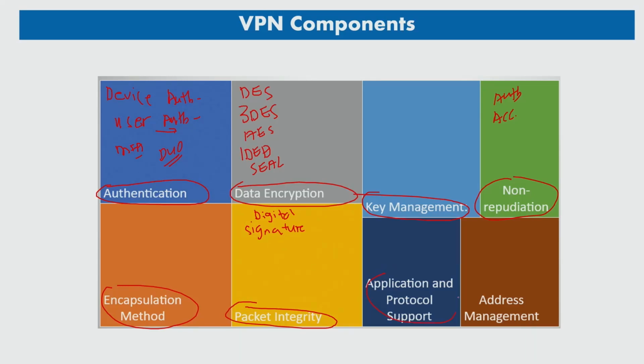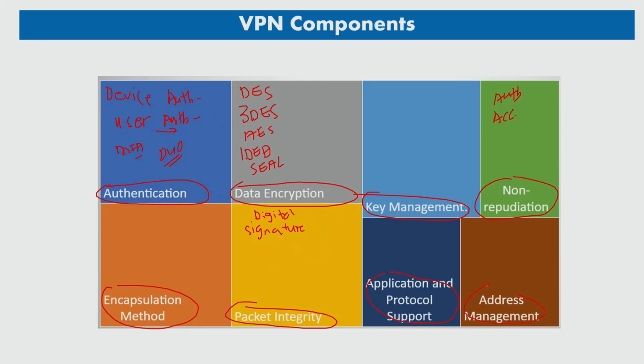Next component is the application and protocol support. Here, selecting a VPN solution requires first deciding which types of traffic require protection. VPN implementations are generally available if you only have IP traffic in your network.